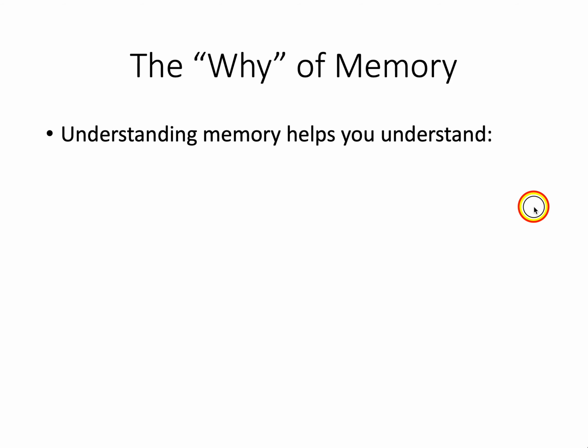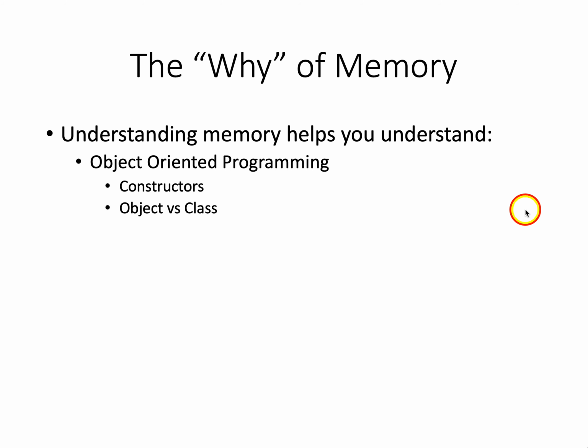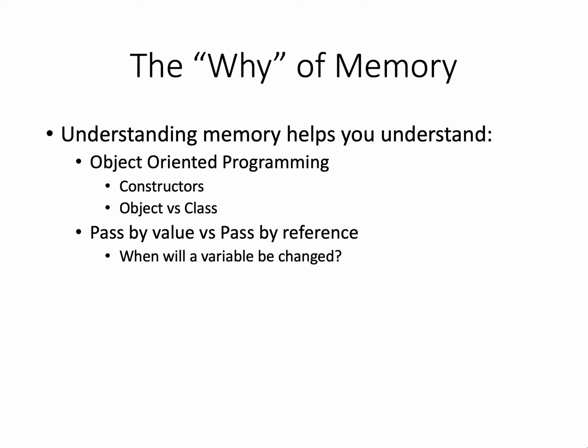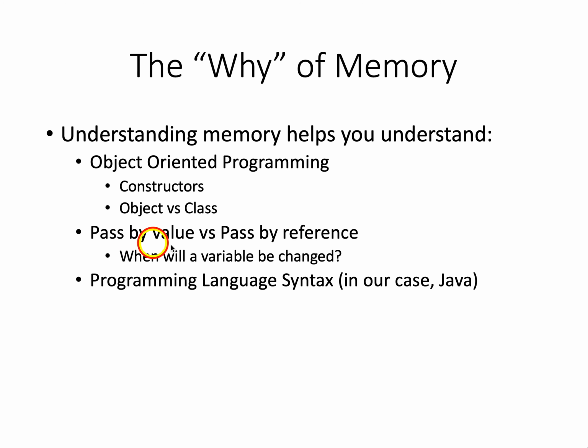Understanding it is what helps you understand other things, and so it helps you understand object-oriented programming. It really helps you understand the constructors and objects versus classes and how those objects are manipulated in memory. And it will also help you understand pass by value versus pass by reference: when will a variable be changed when I pass it through a method, things like that. Just a quick note, technically Java does everything pass by value, but you'll see what I mean when I say pass by value versus pass by reference.